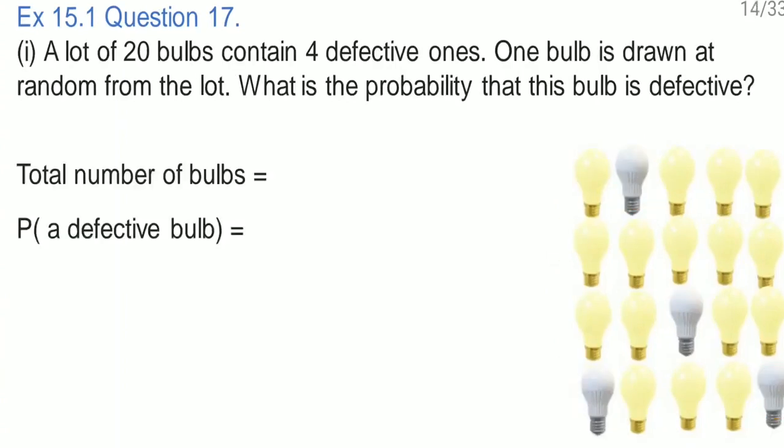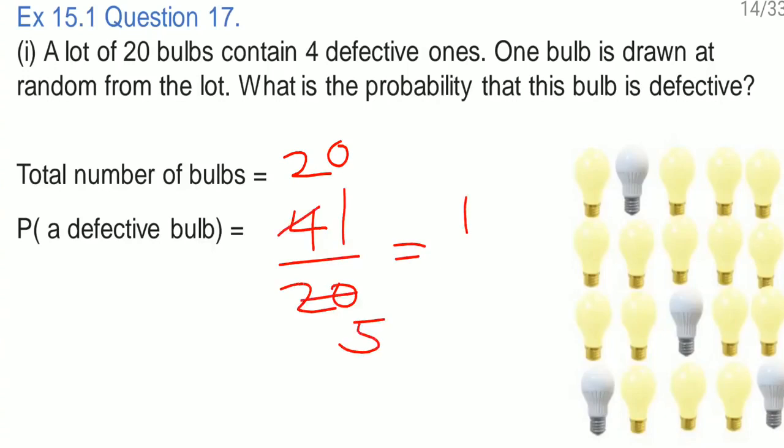Now first you have to write down the total number of bulbs. This is the way of writing the answer. Now the probability of a defective bulb: 4 bulbs are defective, so 4 by 20. So 4 ones are 4 and 4 fives are 20. Our answer is 1 by 5.